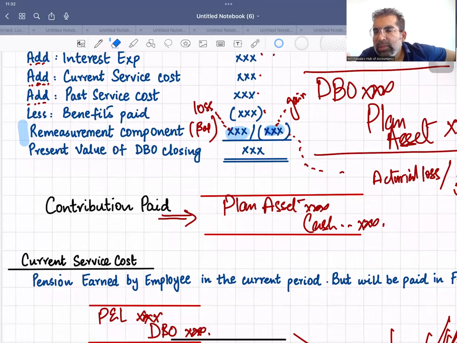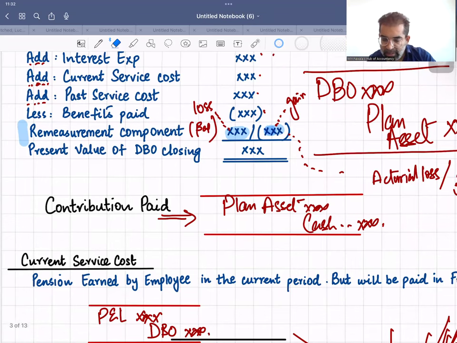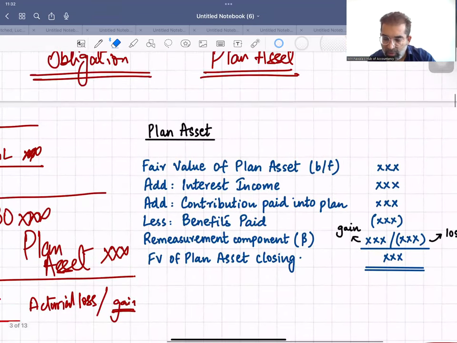Now, my respected students, see the entry: plan asset debit and cash credit. That means the asset has come into the world. The asset account has been created through the entry. Now, let us say this year we created the asset account. So this plan asset will be the closing balance of this year and the opening balance for next year. Now see the format.